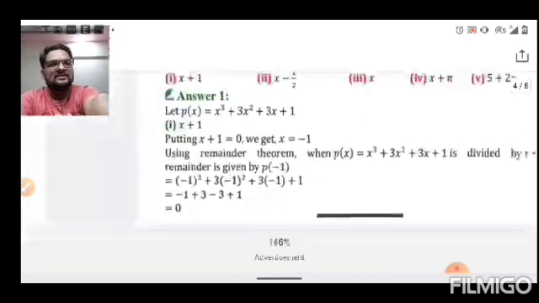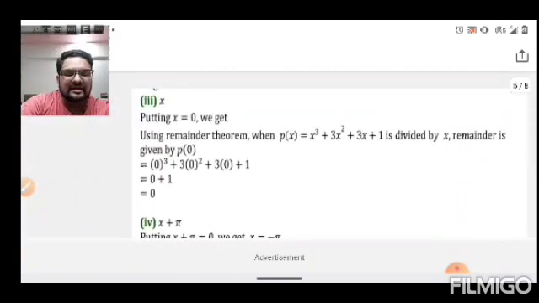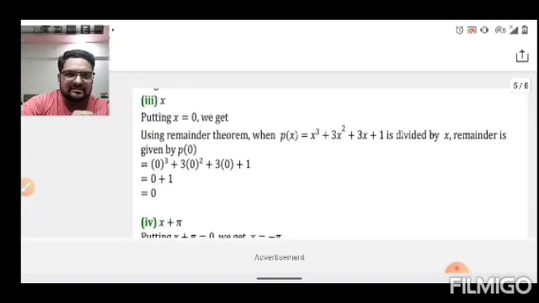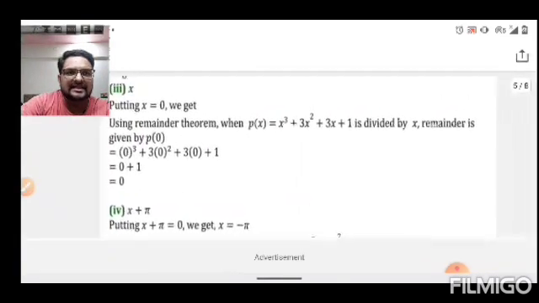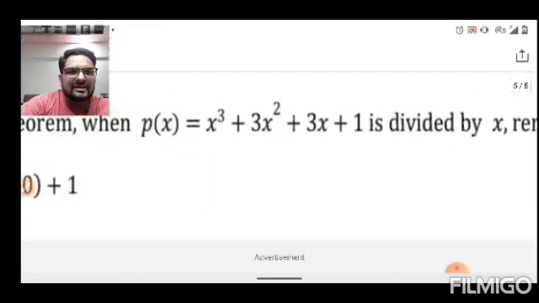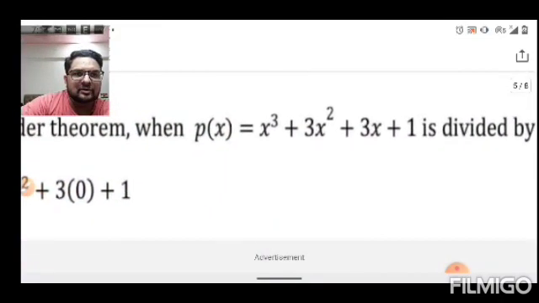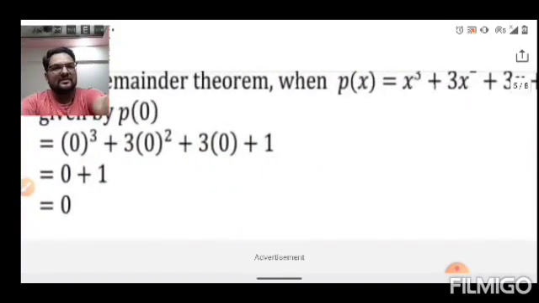Similarly, let's go with the second slide. We here again have x equals to... it's not given anything here, so we will assume that x equals to 0. So again, in the same question, in x cube plus 3x square plus 3x plus 1, we will put the value of x equal to 0. So finally, we again get the remainder 0.